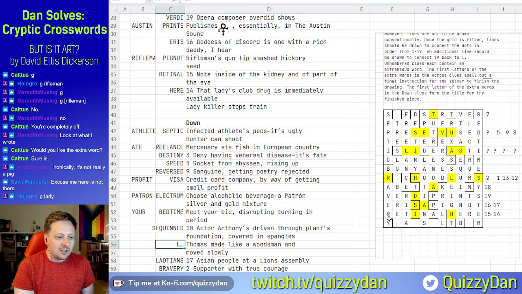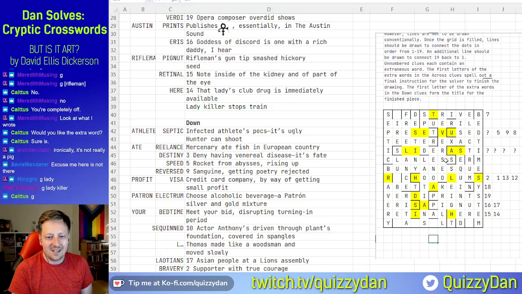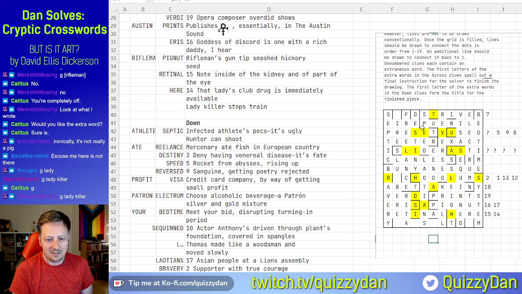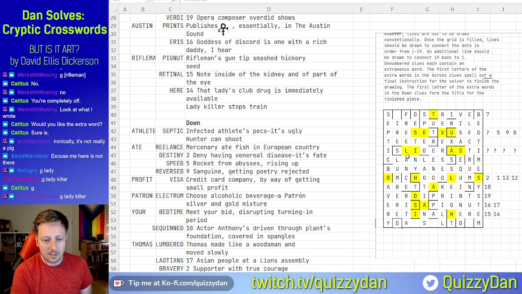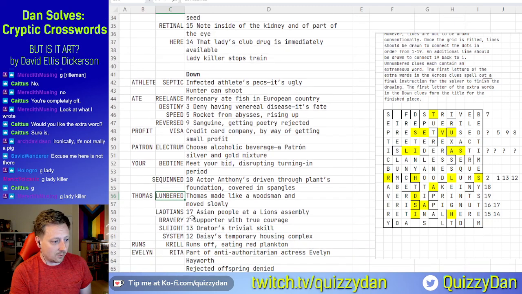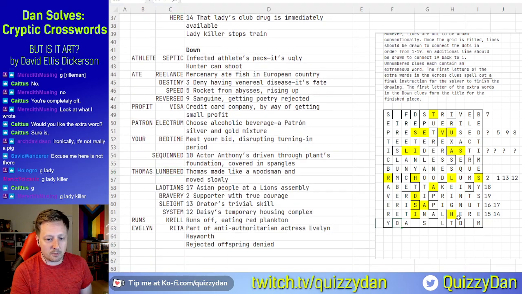So what have we got here? So Thomas. I'm going to try and come back to that one. Where is this one? So this is after sequined. Where's sequined? There's sequined. So here we are. Thomas. Oh, lumbered. So Thomas is extra. Made like a woodsman is to make lumber. So lumbered. And if you move slowly, you lumber. So it's lumbered. What else have we got here? So it's just rejected offspring denied.